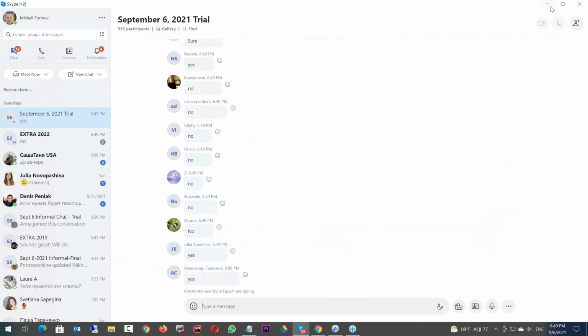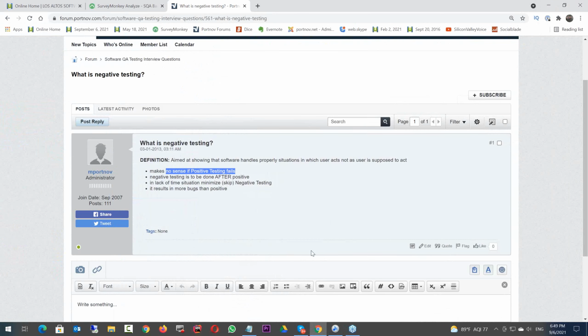Okay, guys, I definitely have to do it at some point. But if positive testing fails, there is no reason to do negative. It already failed. So negative testing makes sense only if positive testing succeeds. I can log in with valid login and valid password, and then I say, let's see what if my password is not valid. And then I expect some error message or whatever the requirements say for that situation. So negative testing is to be done after positive.